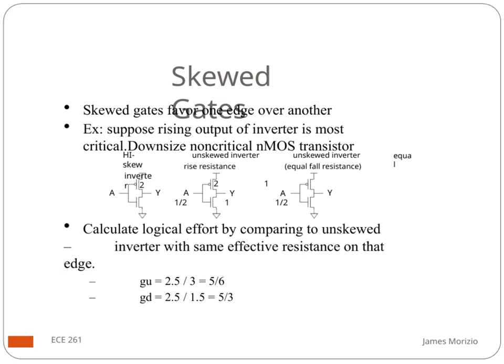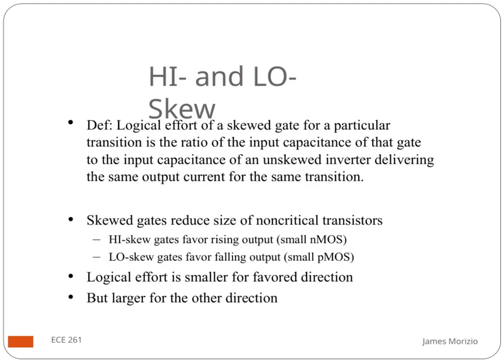In this case, the logical effort for the rising edge, GU, is found by dividing 2.5 by 3, which simplifies to 5/6. For the falling edge, GD, it's 2.5 divided by 1.5, giving us 5/3. This means the gate is deliberately unbalanced or skewed, with different logical efforts for rising and falling transitions. This skew can help optimize overall circuit timing by prioritizing the critical signal edges while potentially sacrificing the non-critical ones. Essentially, we tailor the transistor sizes to achieve the best performance where it counts most. Here, we're looking at the concept of HI and LO skew in logical effort.